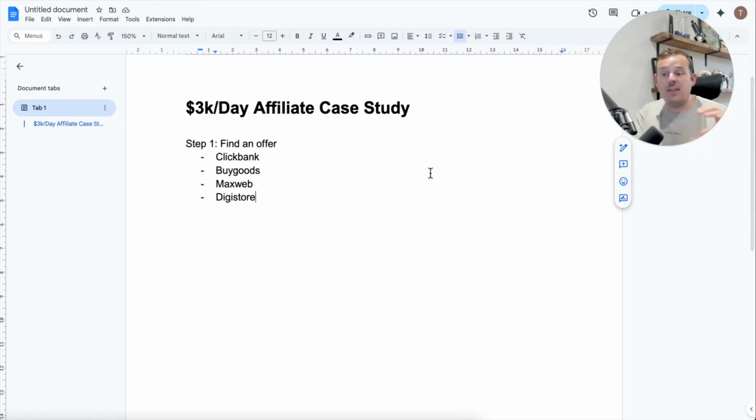The foundations are the same. We find a good offer first, we test a variety of ads, and we scale what works. And boiled down, it's as simple as that. Obviously, it becomes a little bit more difficult, but often people make it more complicated.